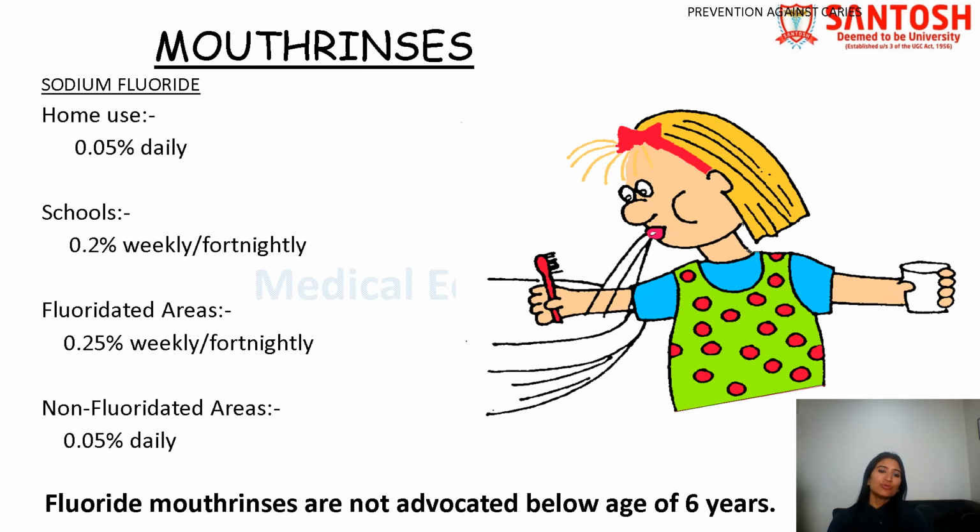Mouth rinses for home use, 0.05% daily. For school, 0.2% fluoride containing mouth rinses can be advised weekly or fortnightly. In fluoridated areas, 0.25% weekly or fortnightly, and non-fluoridated areas 0.05% daily. Fluoride mouth rinses are not advocated below 6 years of age because of the chances of the child accidentally swallowing the mouth rinse.